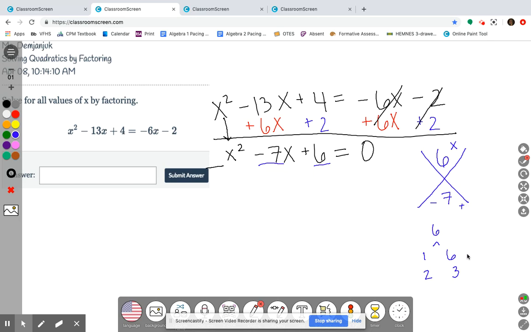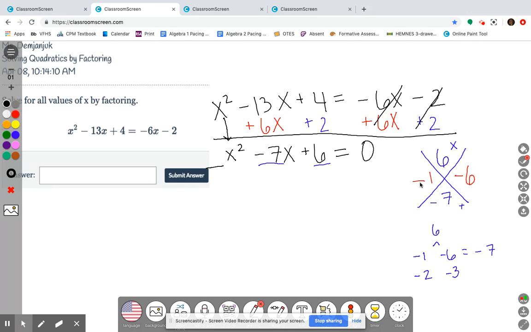When I first look at this, I see that all of my options add up to positive numbers. When this happens, when you want to multiply to a positive but add to a negative, you need to make both numbers negative. Multiplying negative 1 times negative 6 does multiply to positive 6, and when I add negative 1 plus negative 6, I get negative 7. So I found the pieces that work. I'm going to place negative 1 and negative 6 right here to finish my diamond x problem.